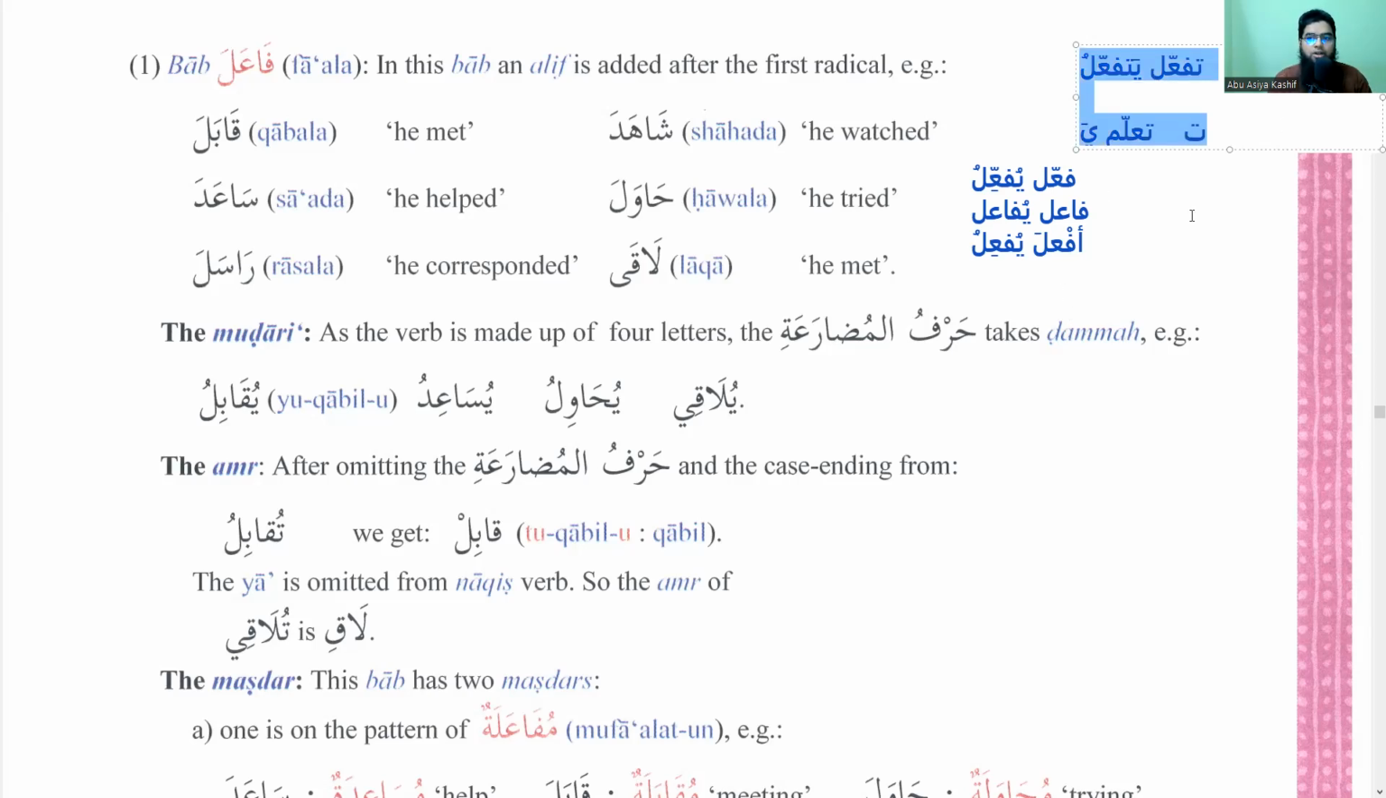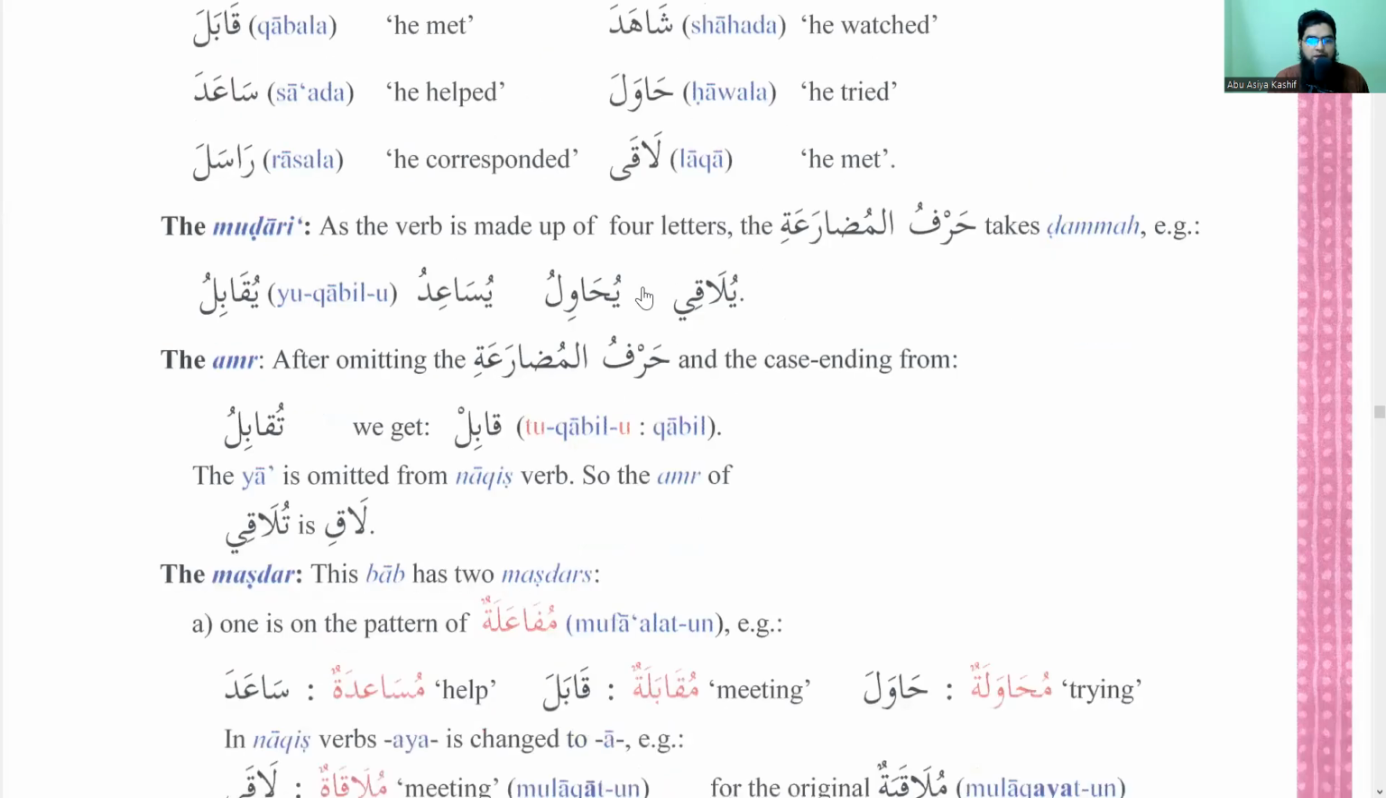So this is 4 letters, so it'll happen only in form 2, 3, and 4. This is 2, this is 3, this is 4. So mudari will always have dhamma, dhamma, dhamma. So it takes the dhamma. So qabala mudari is yuqabilu. Sa'ada yusa'idu. Hawala yuhawilu. Laqa yulaqi. Laqa yulaqi, to meet, he met.